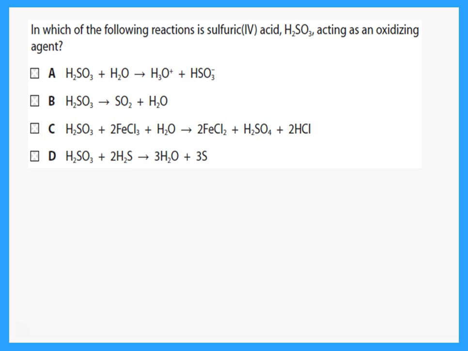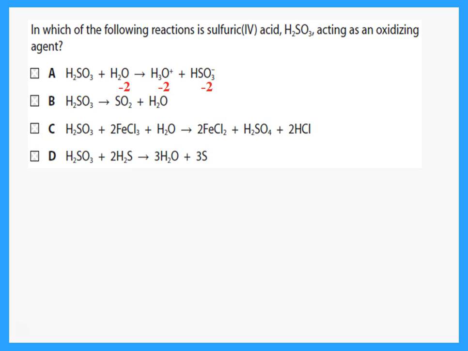In which of these reactions is a sulfur(IV) species, H2SO3, or what we call sulfurous acid, acting as an oxidizing agent? For it to act as an oxidizing agent, that means the other reactant should be oxidized. For H2SO3 to be oxidizing, that means it is reduced, and that means the other reactant is oxidized. Now, where is the other reactant oxidized? Well, let's take a look at that first equation.